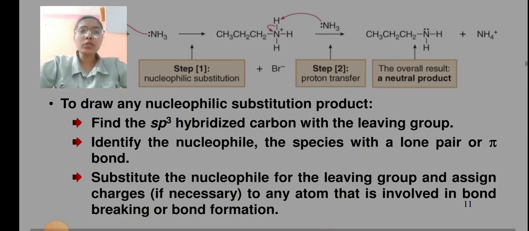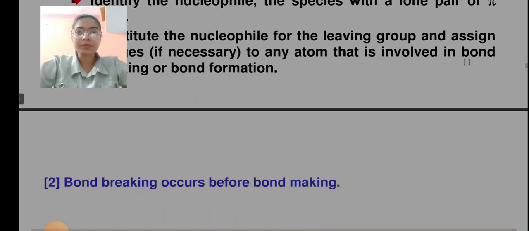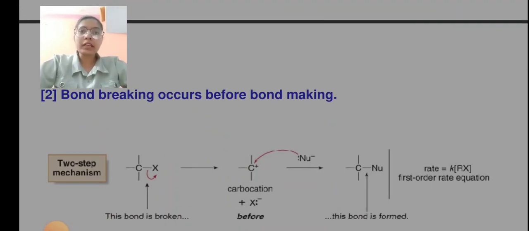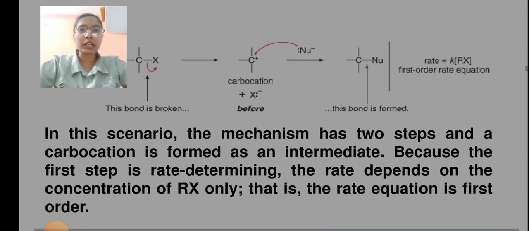To draw any nucleophilic substitution product, find the sp3 hybridized carbon with the leaving group. Identify the nucleophile, the species with a lone pair or pi bond. Substitute the nucleophile for the leaving group and assign charges to any atom that is involved in bond breaking or bond formation. Second, bond breaking occurs before bond making. Two steps in mechanism. In this example, as we can see, this bond is broken before the next bond is formed with the nucleophile. So from here we can confirm that.